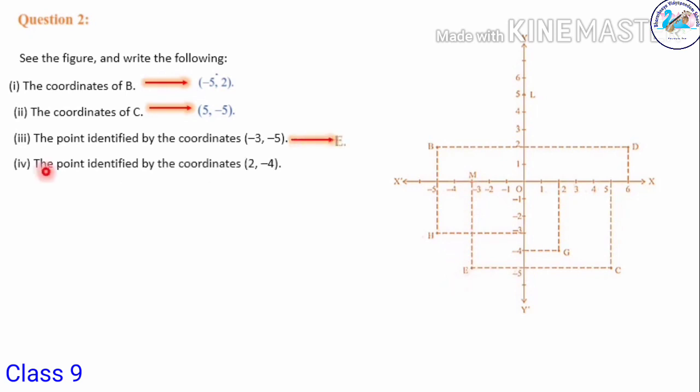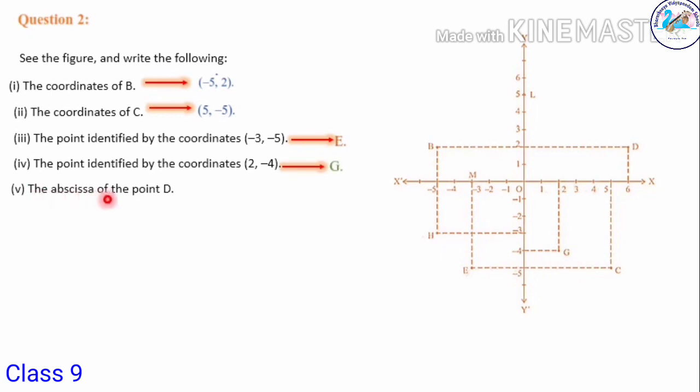Next question, the point identified by the coordinates 2, -4. X value here is 2, y value is -4. X value 2 on the x-axis is here. You have to go down to get -4. When we are moving down, y value -4 is this one, and the point marked here is G. So the answer is G.